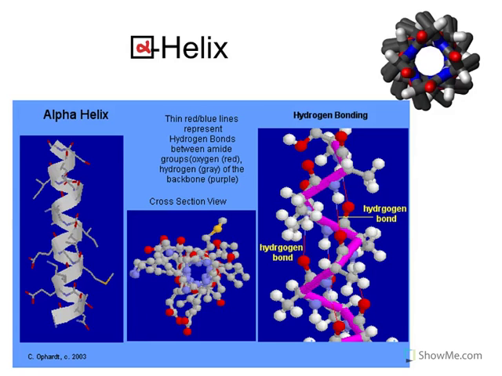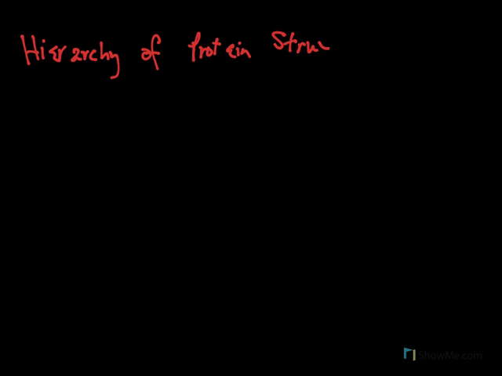And we're talking about different secondary structures. And so first of all, let's just do a quick review. Remember, we're talking about the hierarchy of protein structure. And I'm going to abbreviate structure this way.